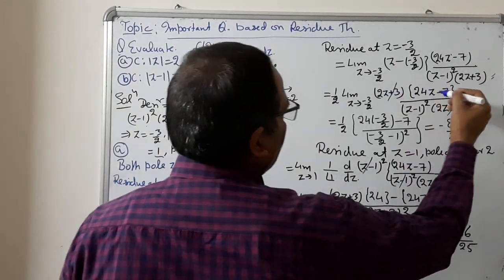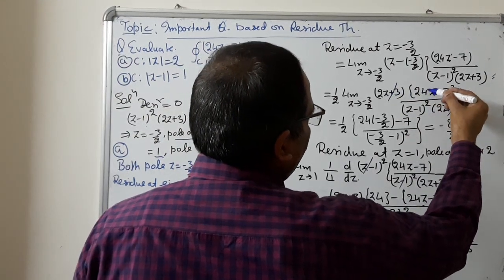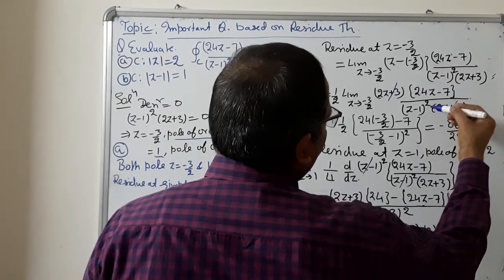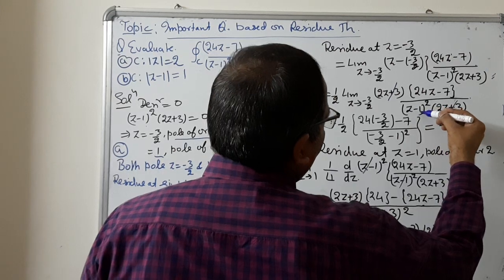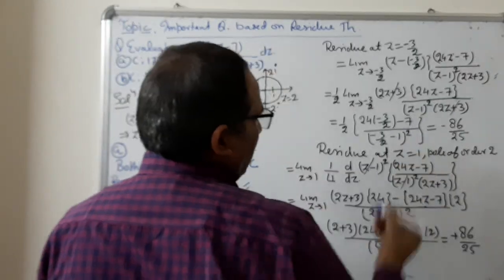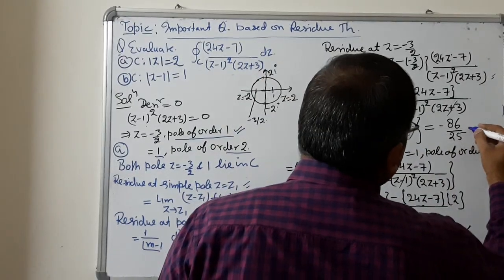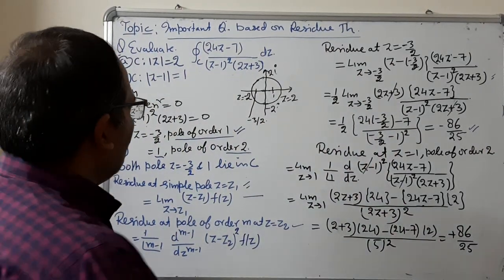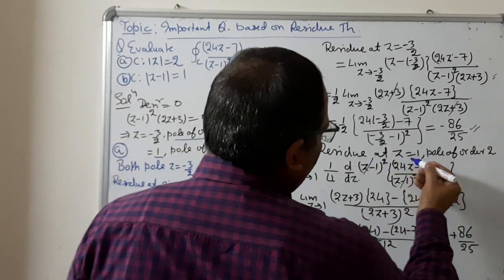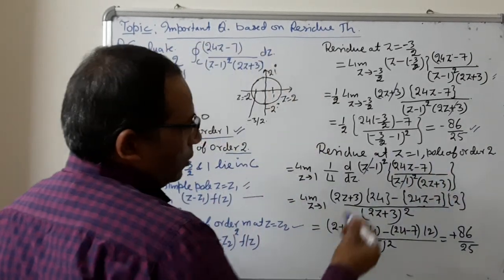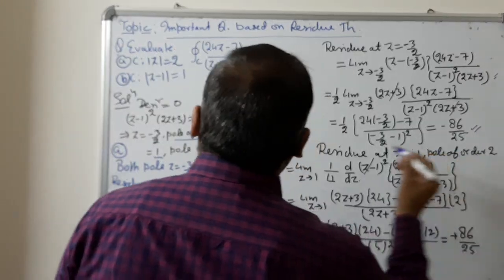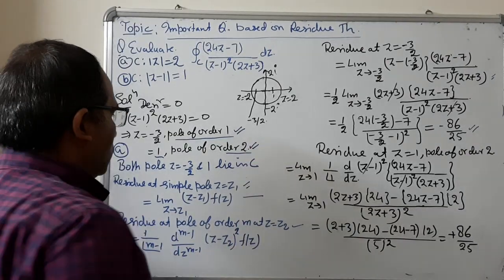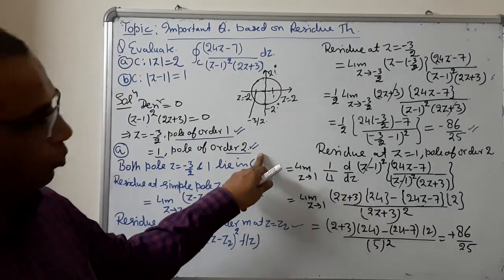Put minus 3 by 2 here: 24 into minus 3 by 2 minus 7, upon (minus 3 by 2 minus 1) whole square. Solving this, we get minus 86 upon 25, right? Here comes the residue at z equal to 1. Residue at z equal to 1: this is a pole of order 2. You can see from here, this is a pole of order 2, right?